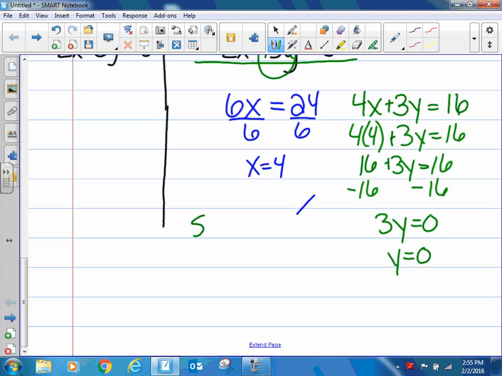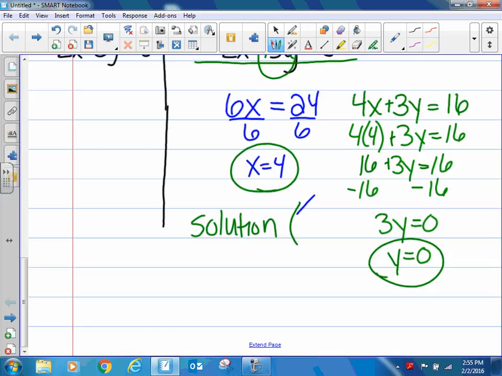So my solution is I have 4 over here and 0 here. So my solution is 4, 0. Again, I could go back and plug that in and check that it worked out. Every time you should do that. All right, so let's look at another example.